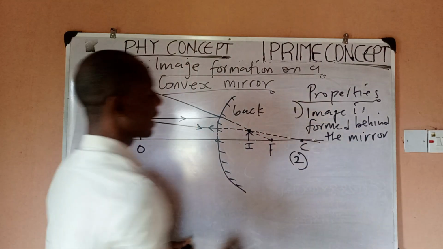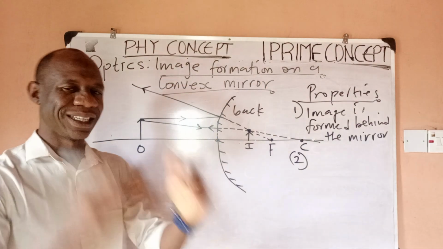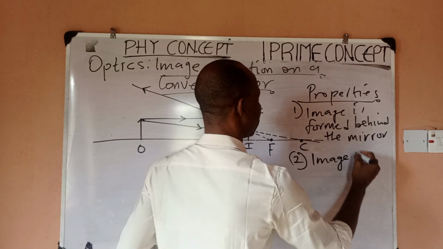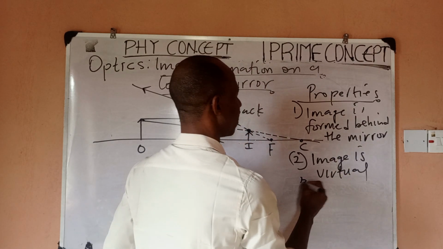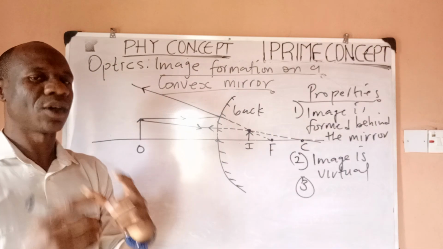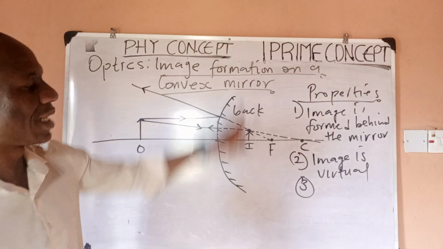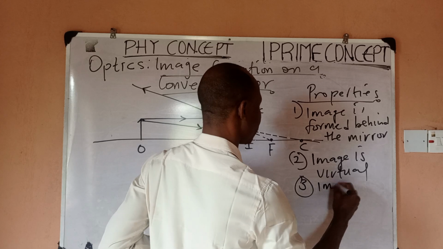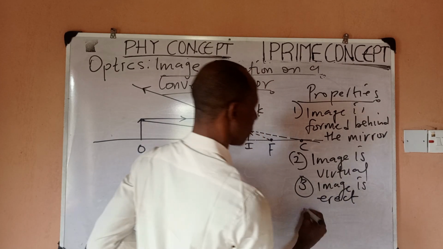Number two, if your image is formed at the back of the mirror, it simply means that your image is virtual. So it's a virtual image. Number three, of course, if you form a virtual image, automatically that virtual image will be erect. And you can obviously see that this image is standing erect, upright. So image is erect, or you can say upright.